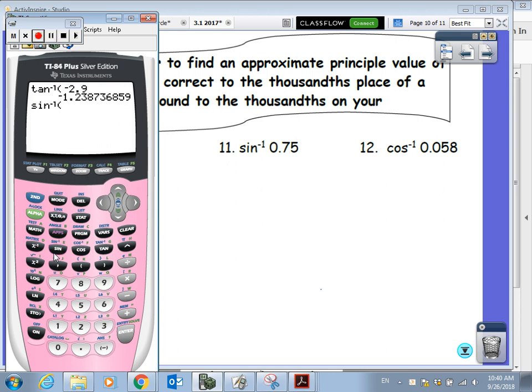Inverse sine, 0.75. So this would be necessary to round, 0.848. Second cosine, 0.058. 1.513. So those are easy. The ones tomorrow, you have to think a little bit more. It's not quite as easy to plug them in.